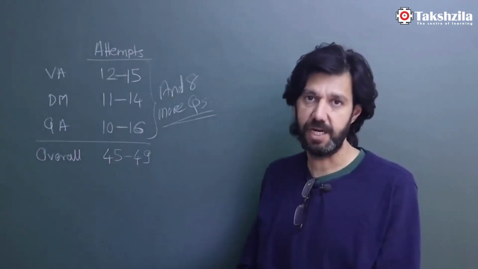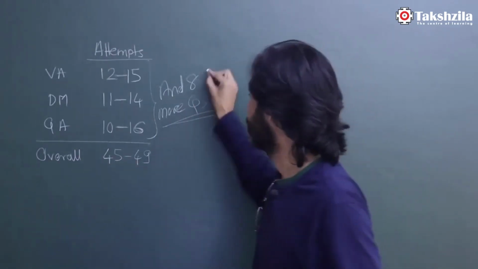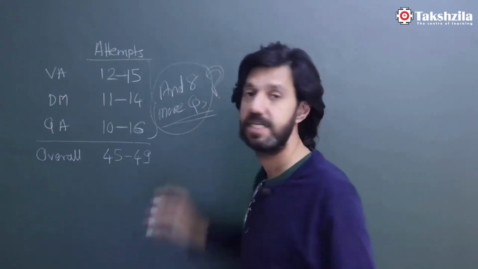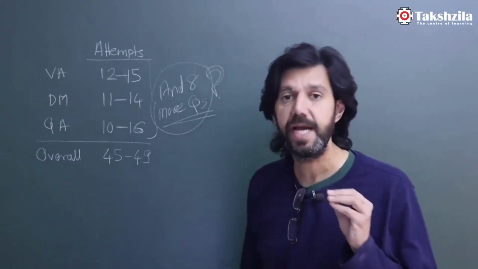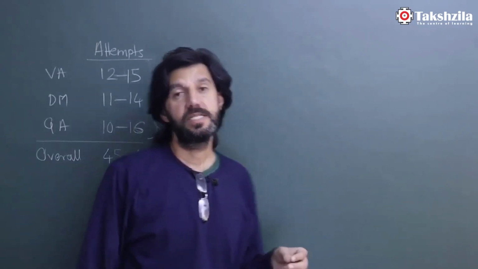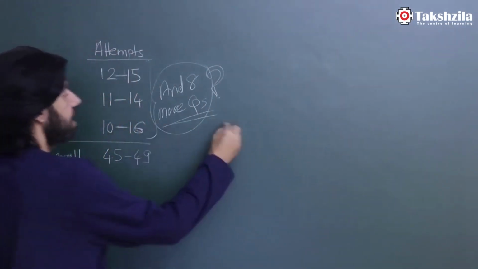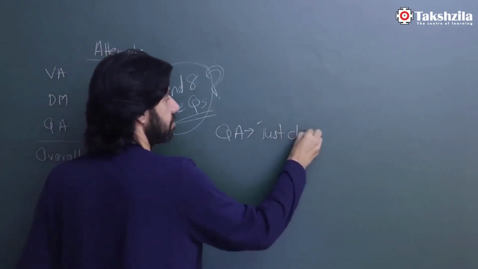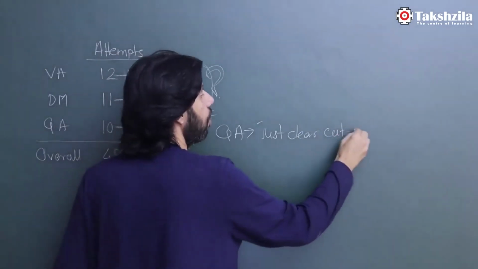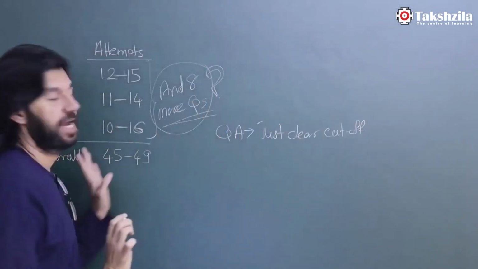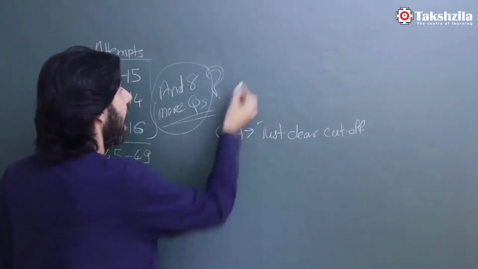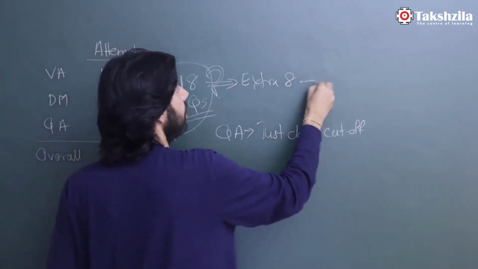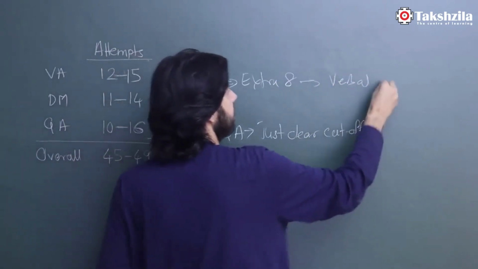So where am I going to get these 8 questions? Sectional cutoff you have to clear, no choice. But do you have a choice in this? Yes, and that is where strategy comes into play. My clear suggestion is, in QA, just clear the cutoff. Do not try to get these extra 8. Try to get these extra 8 from verbal and DM.